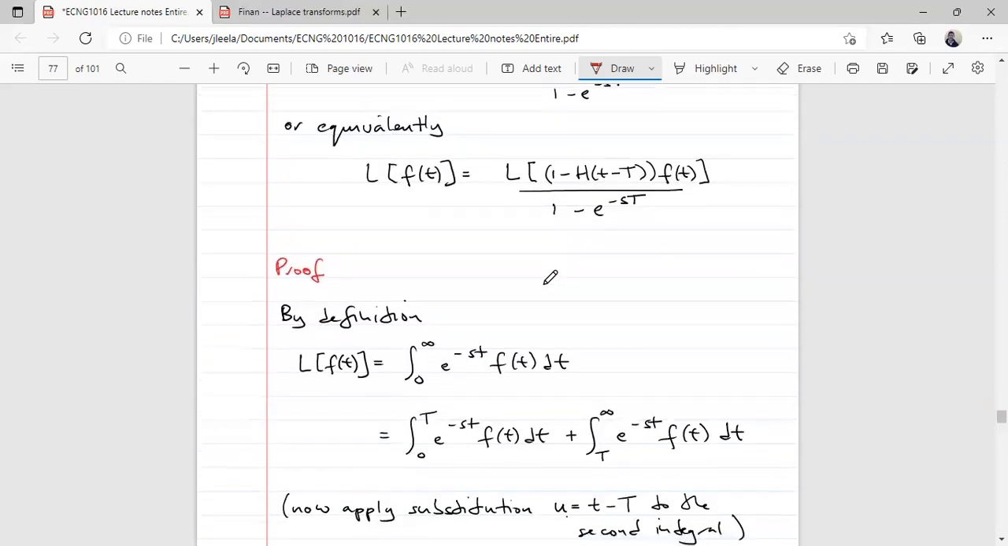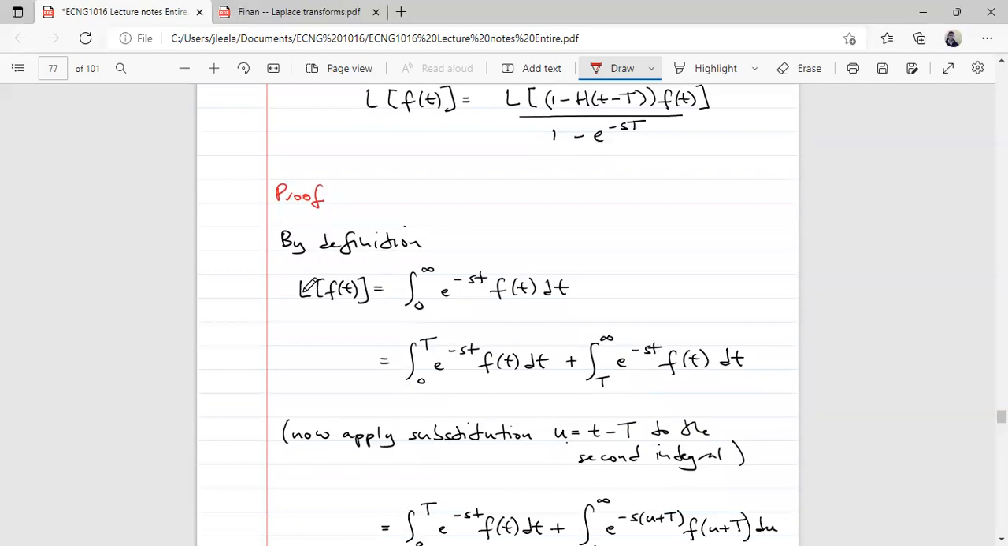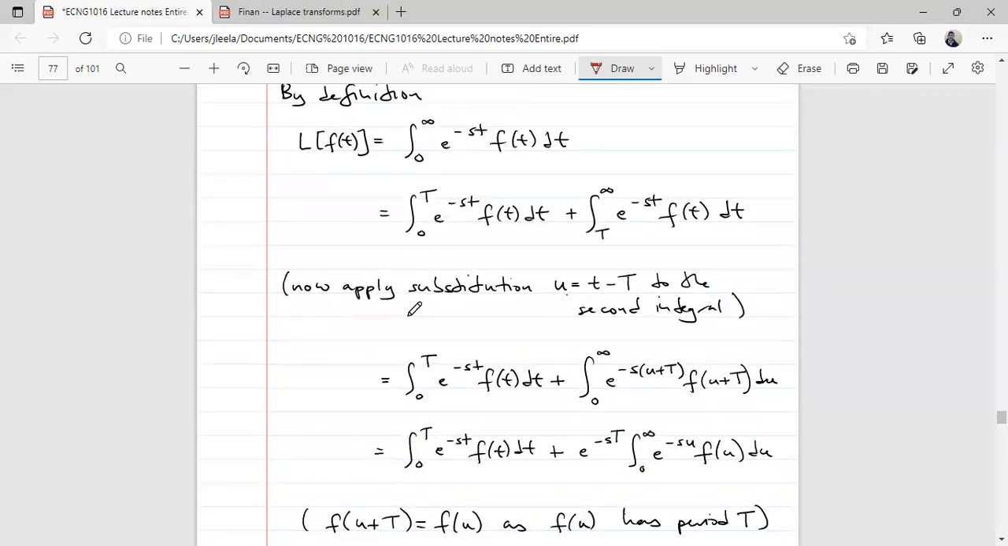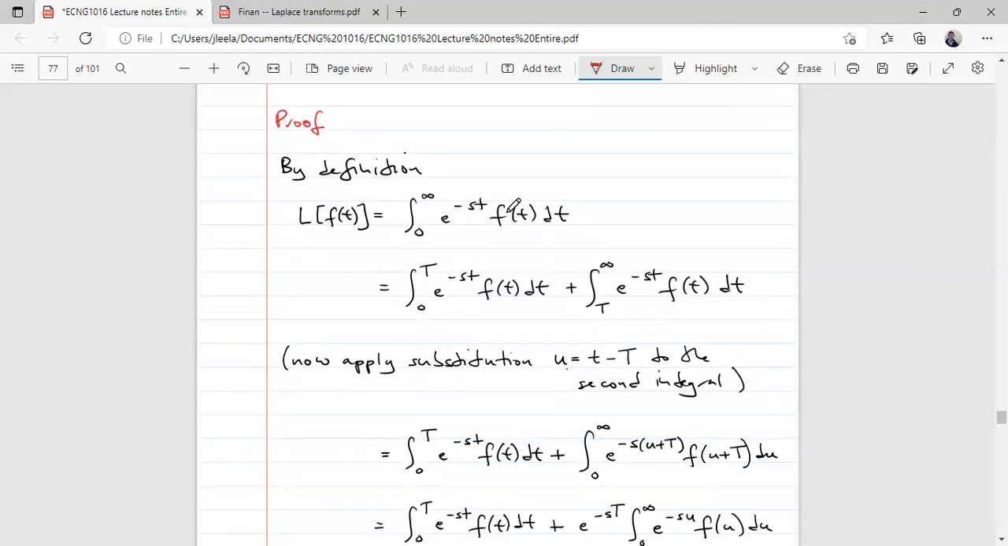So let's look at the proof of this. In order to prove this, we go back to the basic definition of the Laplace transform. The Laplace transform, L of f(t), is the integral between 0 and infinity of e to the minus st times your function f(t) dt. But remember, this function is periodic, so you have to break it up. You take the integral between 0 and T, which is your period, of e to the minus st f(t) dt, and add it to the integral between T and infinity of e to the minus st f(t) dt.